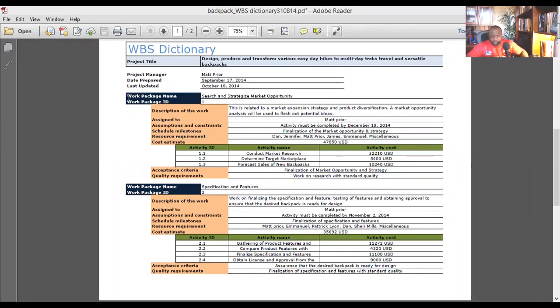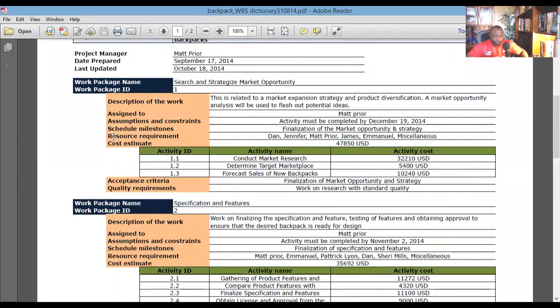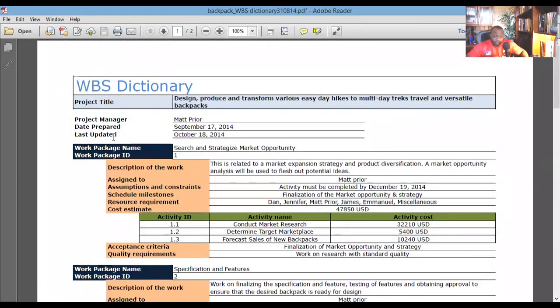Today, we're talking about the WBS dictionary. In a previous episode, we took a look at the WBS, and we found the WBS to be a hierarchical decomposition of the work on the project to lower levels. In this instrument, this is where we define each level of the work. So for example, work package ID of 1, this is a description of the work involved.